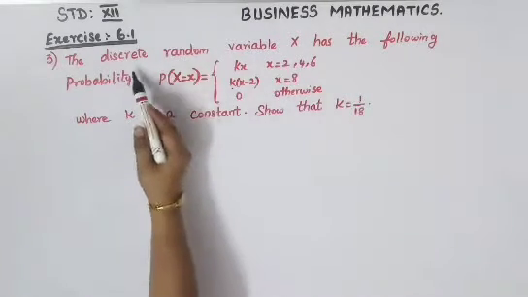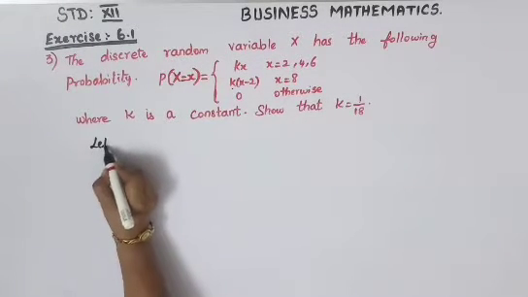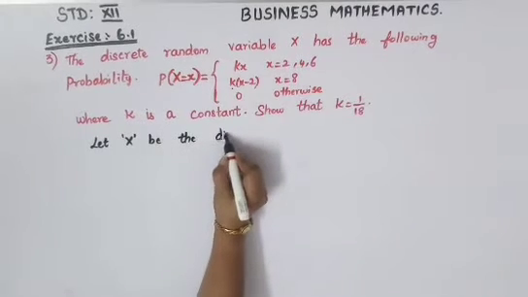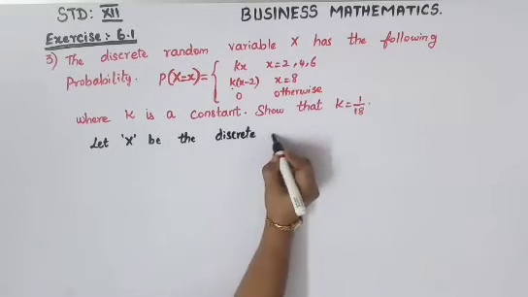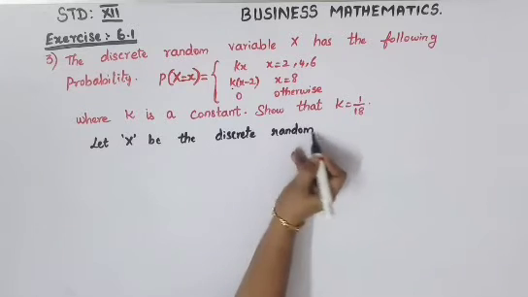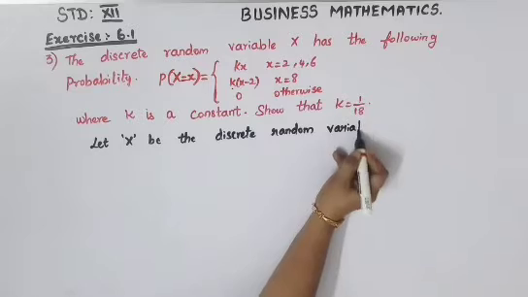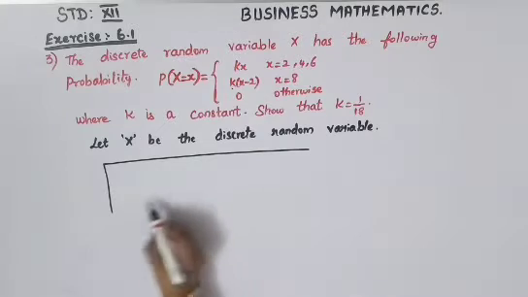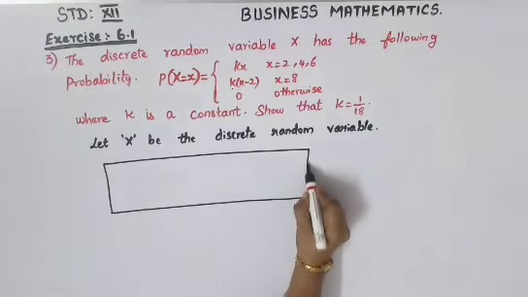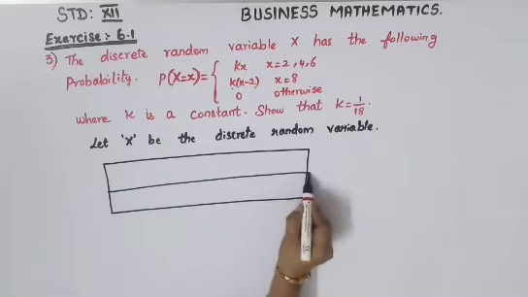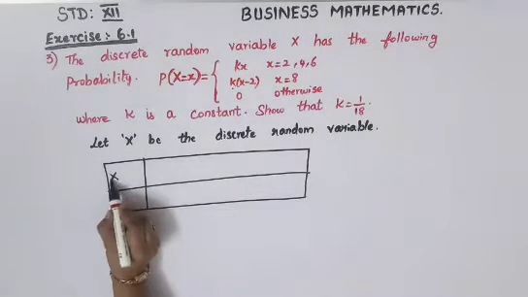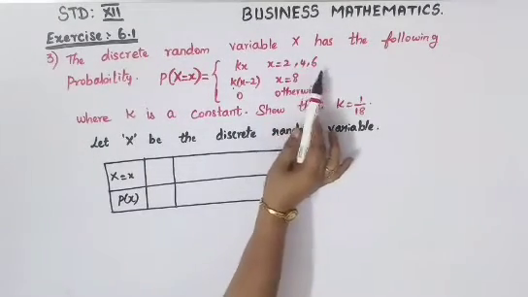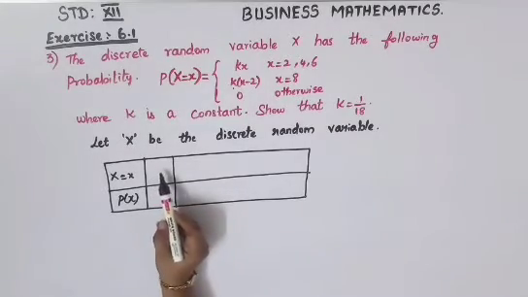So first it is given discrete random variable X. So we'll just start with that. Let capital X be the discrete random variable. So we'll have to find a probability distribution function. So just put a table. Capital X is equal to small x, P of x here. Values are given 2, 4, 6 and 8. So we'll just assign the values and get the value of P of x.